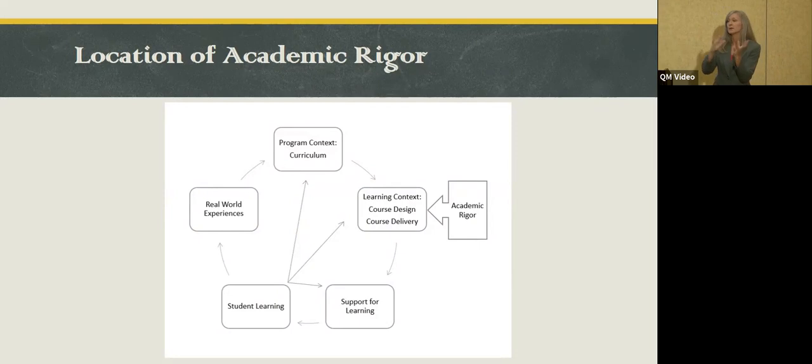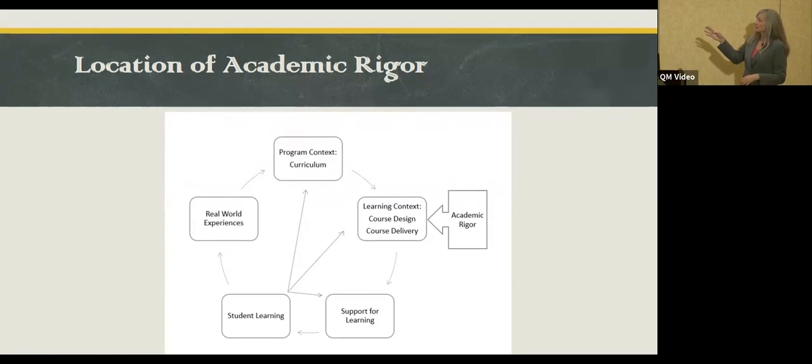We take that curriculum and we put it in our learning context. And I chose that word so we don't evoke brick and mortar images of classrooms, because this is a demonstration of how we extend far beyond that now. So the learning context is that interface of teachers and learners. That's where academic rigor is located. It's located in what students are able to do in that space and the decisions faculty make in that space.